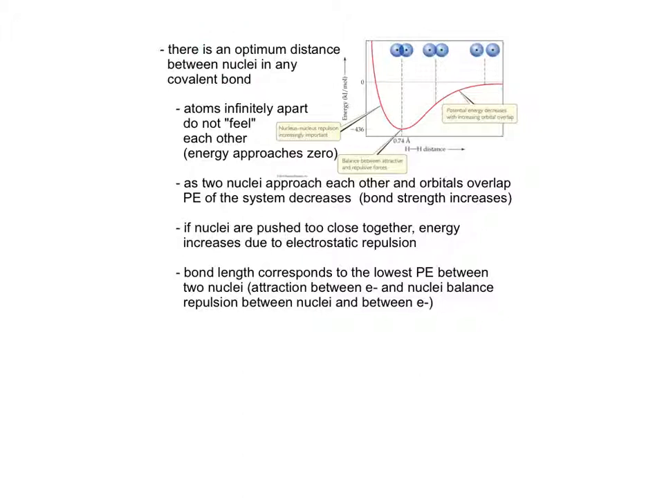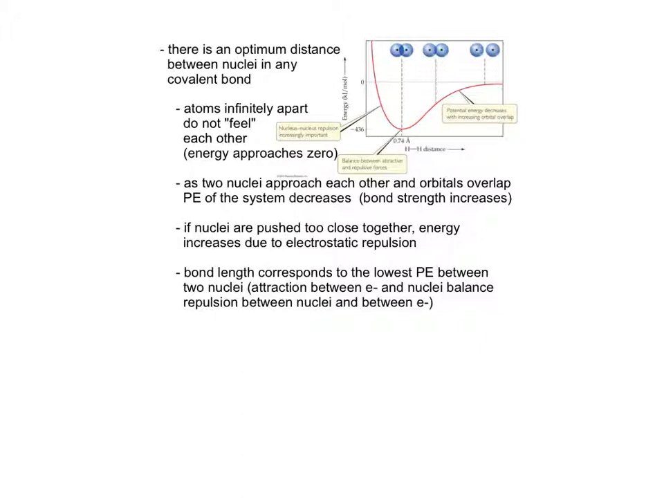So if atoms are really, really far apart, they don't really feel each other, right? They're not really exerting any energy on each other. But as they get closer together and those orbitals start to overlap, the potential energy of the whole system starts to decrease, right? So there's less ability to move because they're starting to bind to each other. That bond strength increases. So you keep getting closer and closer together, and the bond strength is getting stronger and stronger.